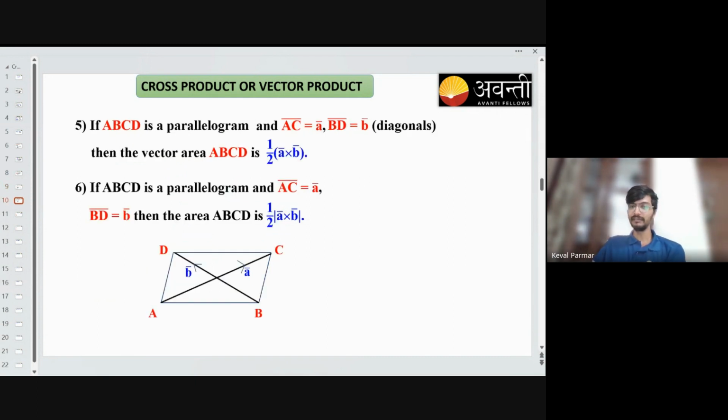One more thing: if in a parallelogram, instead of adjacent sides, I have been given diagonals, then the area will be half into A vector cross B vector, where A vector and B vector are diagonals, as you can see in the diagram also. So for the area of a parallelogram, we have two choices: whether we are given sides or diagonals. If it is sides, then I can simply write the magnitude of A vector cross B vector. If it is diagonals, then I have to write half. Don't forget the half: half into the magnitude of A vector cross B vector. Correct, guys? So this is the application of cross product, which gives us the area of a 2D figure, namely triangle and parallelogram.